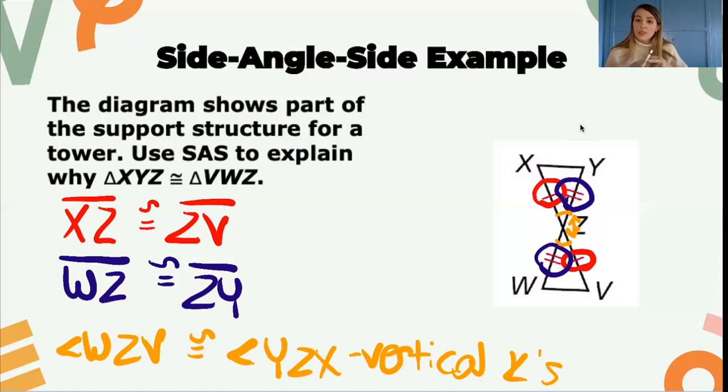So since I have two sides and the angle in between those two sides is congruent, then you can use SAS to prove that those two triangles are congruent.